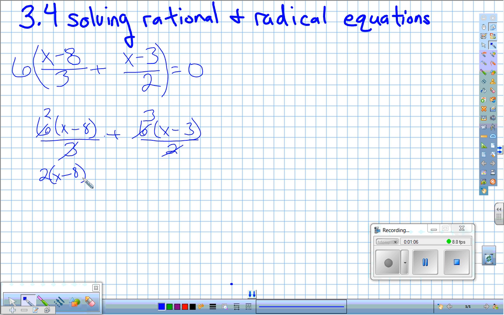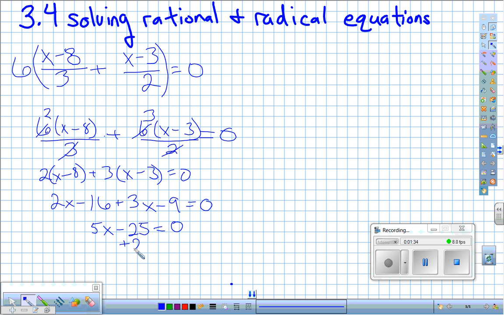And then I will have 2(x minus 8) plus 3(x minus 3). Most of the time, you can probably skip writing out this line, and just do 2x minus 16 plus 3x minus 9. I'm going to combine my like terms. So I will have 5x minus 25 equals 0. I'm going to add 25 to both sides. I have 5x equals 25, and x will equal 5 after I divide by 5.